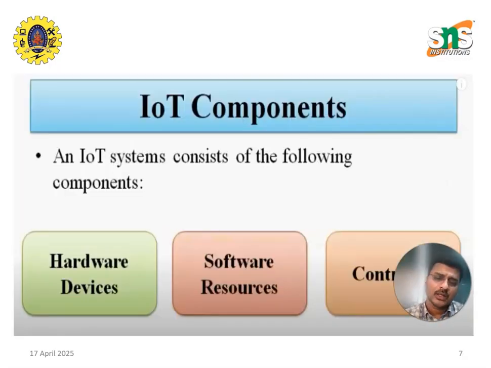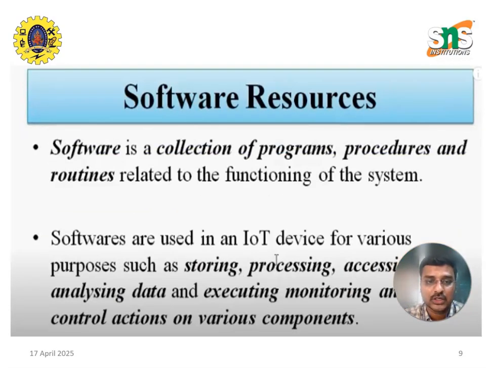IoT components. In IoT, we have a number of components, mainly the hardware devices, software devices, and the controller. Hardware devices are the laptop or PC, the sensor devices or the actuators, which may be small or big. Software is very important to interconnect the hardware devices with the help of the internet. And the controller is used to operate or control the hardware and the software.